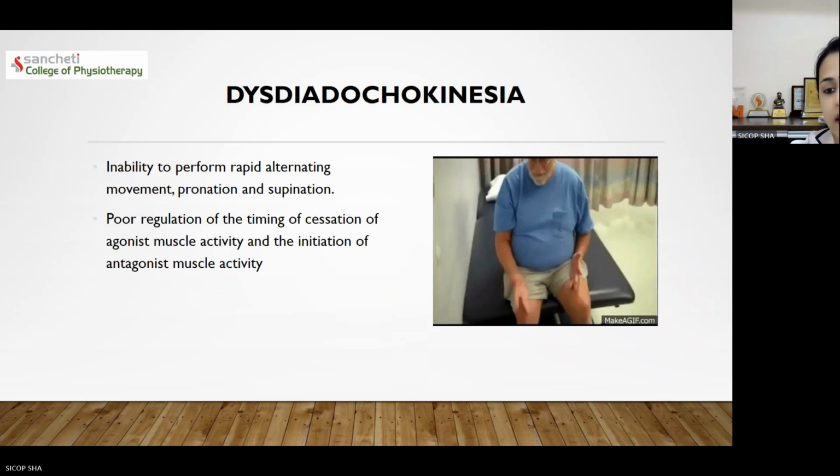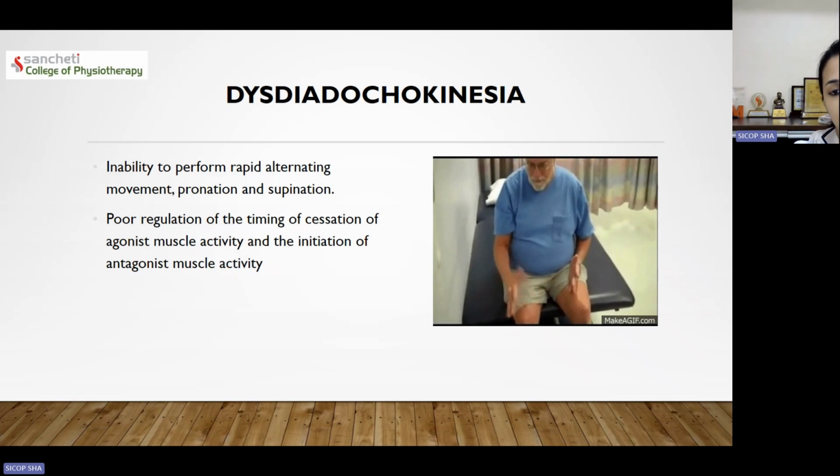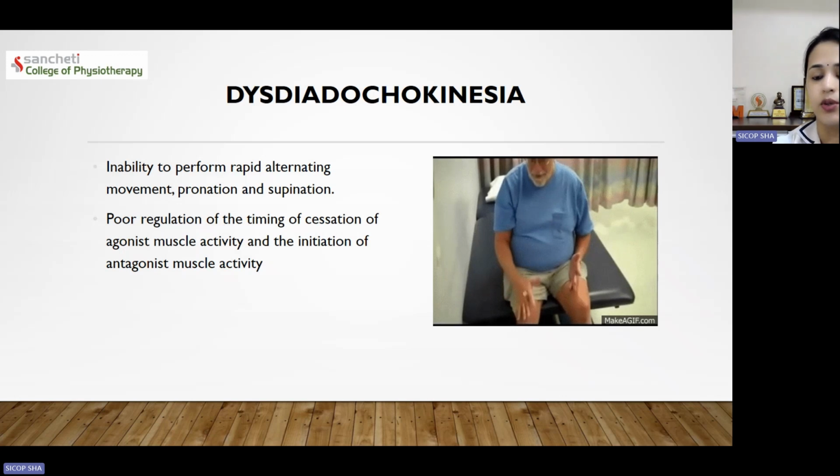Let's go to the next sign, that is dysdiadochokinesia. Now, what is this? This is inability to perform rapid alternating movements. Now, which are these movements? They can be pronation or supination or any rotatory movement. As here, if you see the patient in the video, the patient is trying to pronate and supinate the arm, and it is much slower on the affected side.